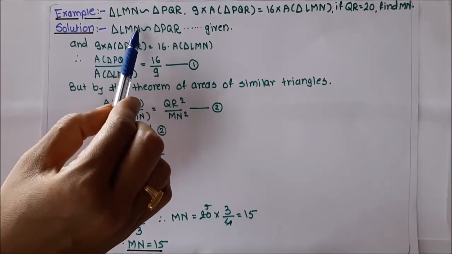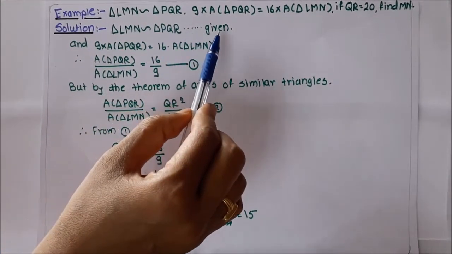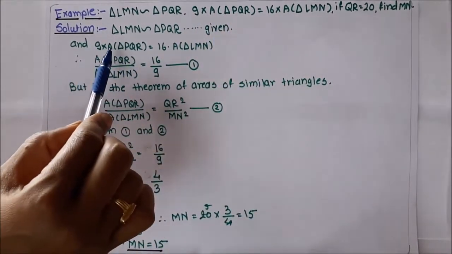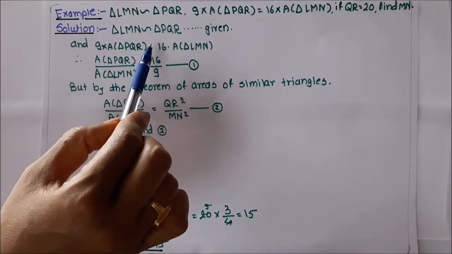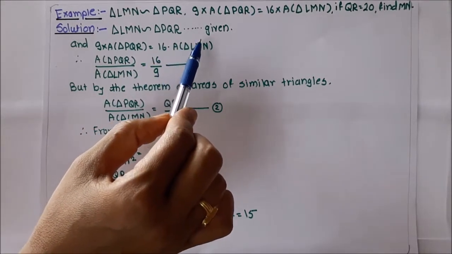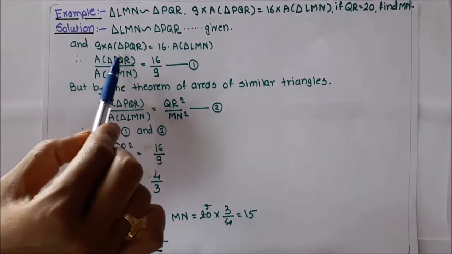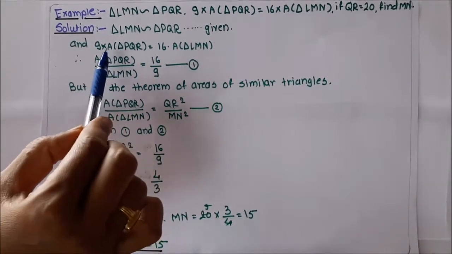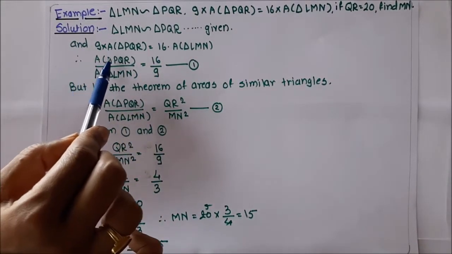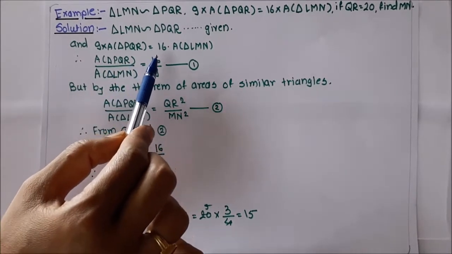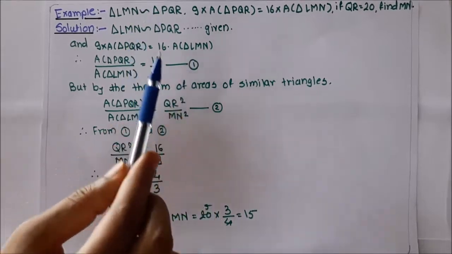Now solution: triangle LMN is similar with triangle PQR, it is given. Also we will write that relation, that is 9 into area of triangle PQR is equal to 16 into area of triangle LMN. Now send this element to this side and send this 9 to that side, they will become denominators. Therefore area of triangle PQR upon area of triangle LMN is equal to 16 upon 9. This is statement number 1.